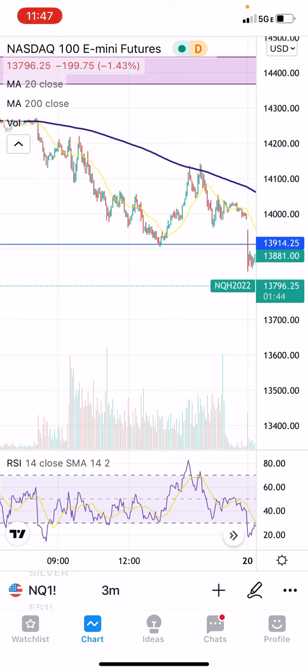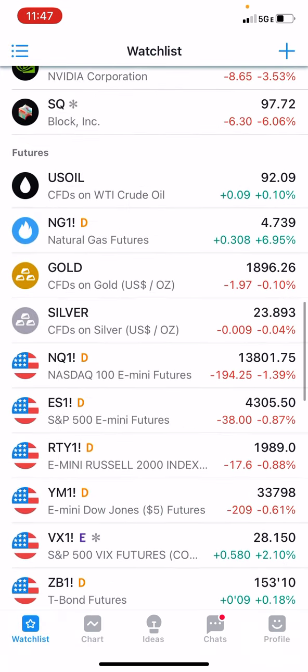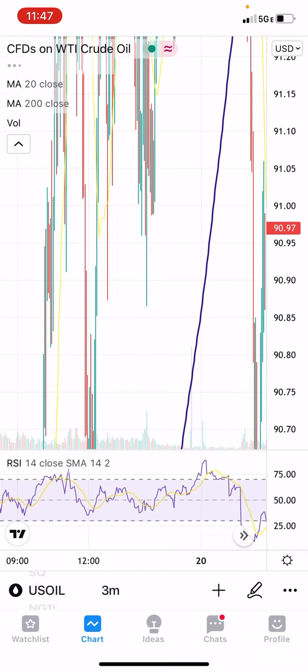So if that was the only trade you took all day, that was a great trade, right? With one MNQ, you're talking about 200 points. That's about $400 just for one micro NASDAQ futures contract. So not too bad. Let's head on over to oil.